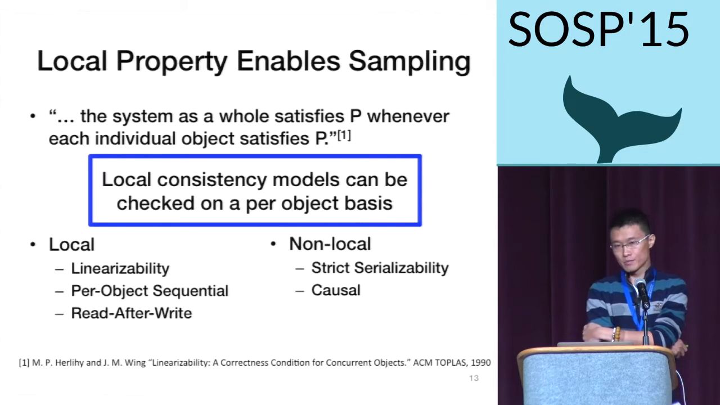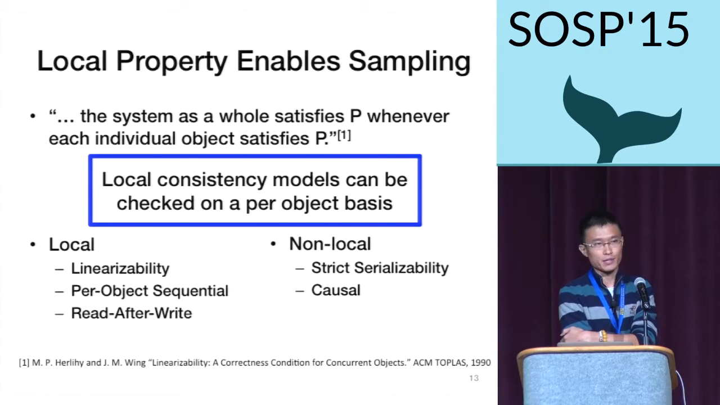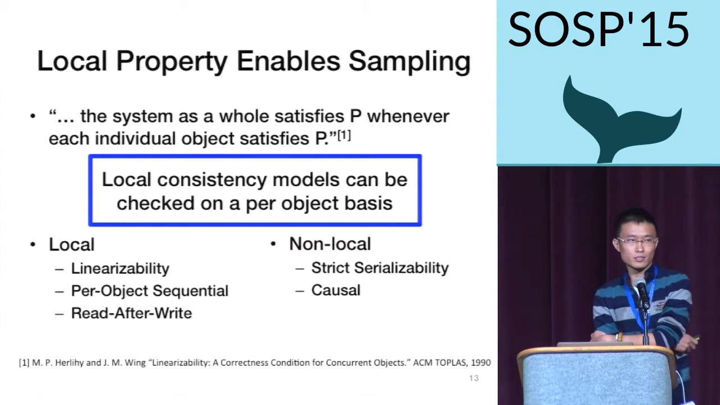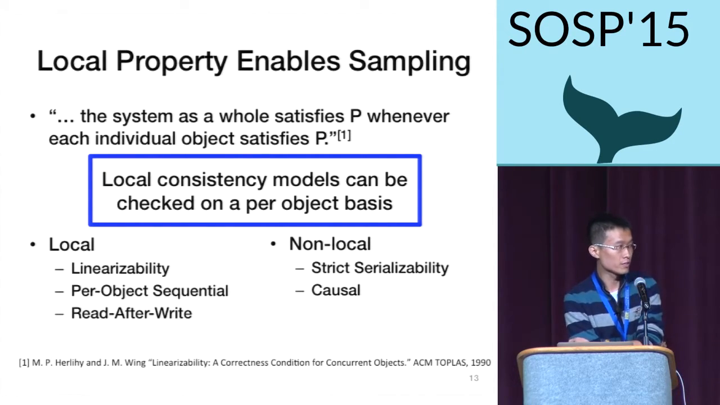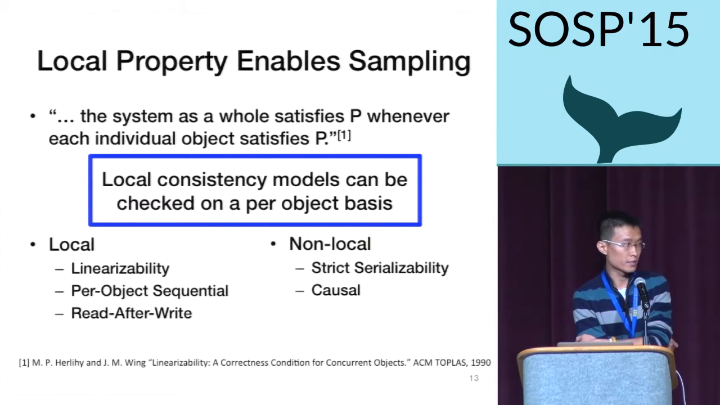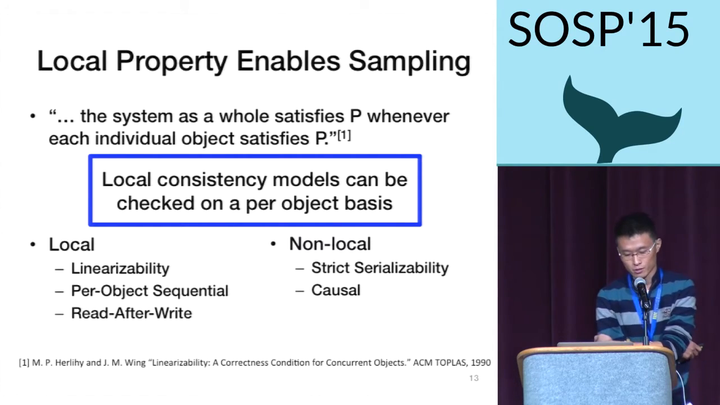Some non-local consistency models include strict serializability and causal consistency. So even though we cannot directly check for non-local consistency models by sampling objects, in later slides I will show how we use our results to infer the benefit of non-local consistency models.